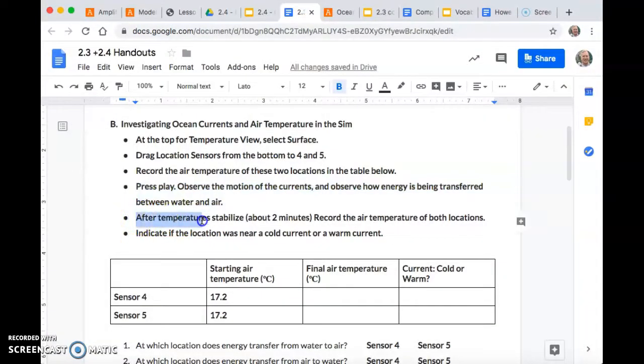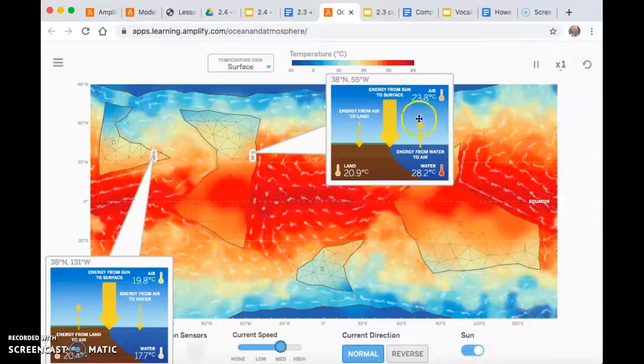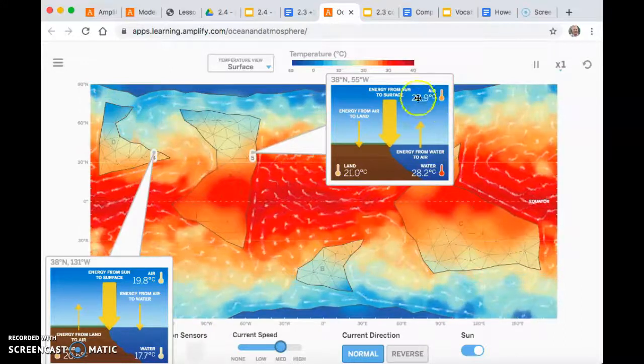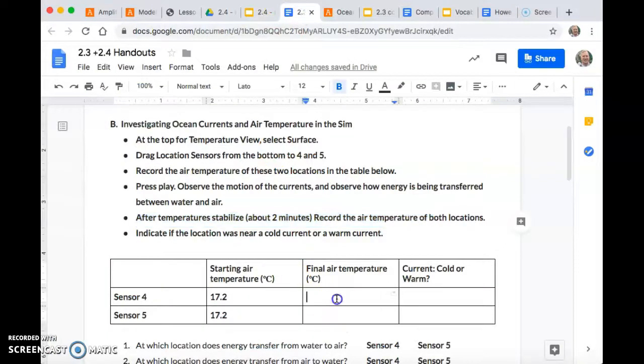Okay. So after the temperature stabilizes, this should take about 2 minutes. Record the air temperature of both locations. So after about 2 minutes have passed, you'll write down the new air temperature for each one in your table. So that will go here.